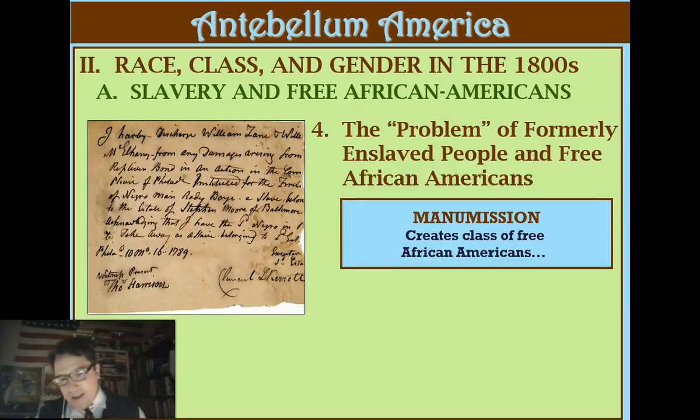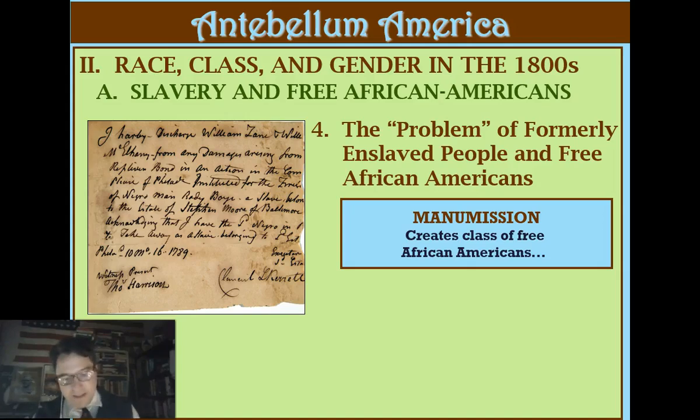So without action at the national or state level, what could be done about slavery? Well, some enslavers decided to take matters into their own hands, choosing to free their enslaved people by a legal process called manumission. They would sign official documents like the so-called Freedom Papers you see here, essentially saying that a certain individual was no longer the property of the enslaver.